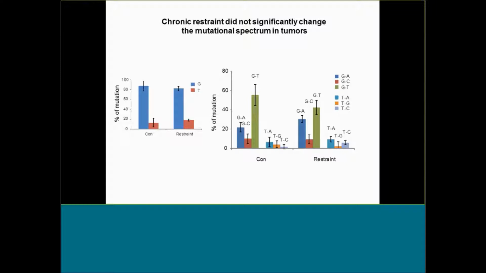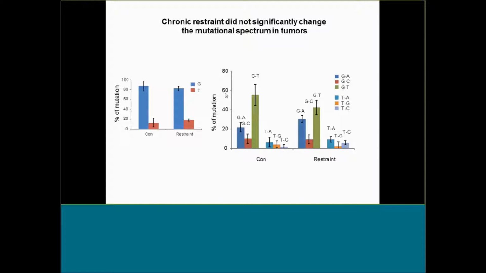And we also characterized the mutation spectrum, and we found the majority of mutations occurred at a G residue, which you can imagine fits with the type of DNA damage. And the other thing that we found is that chronic restraint did not significantly change the mutation spectrum.